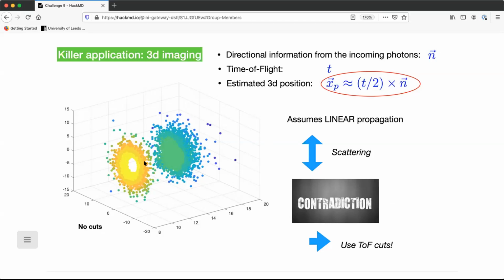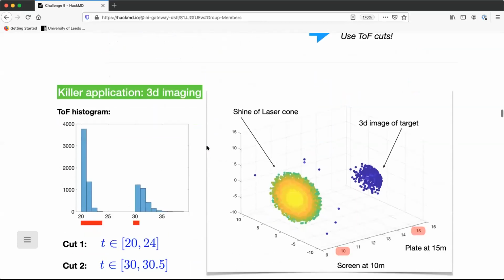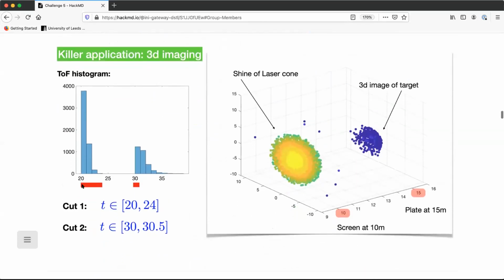So this is, again, the 3D reconstruction without any cuts. It's not very good. First of all, our plate at 50 meters is blurred as we would have expected. And here you see an onset of the screen, but it has a hole in the middle. So that is also not what's happening. So let's use the cuts which we have in the laser situation. If we do that, this is a time of flight histogram you have already seen. So here at 20 are the early photons coming directly from the screen.